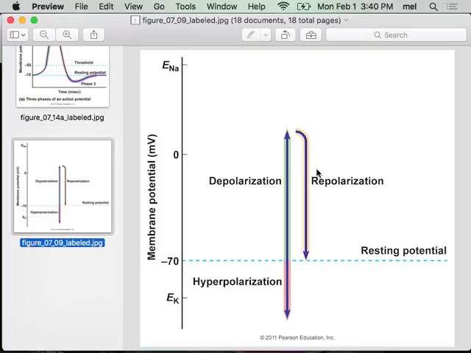Would it be both? Because they're both going down the concentration gradient? But which direction are they going? One's going in, one's going out. No, I'm not opening both of them at the same time. I'm opening one or the other. Potassium goes out. What do you think?